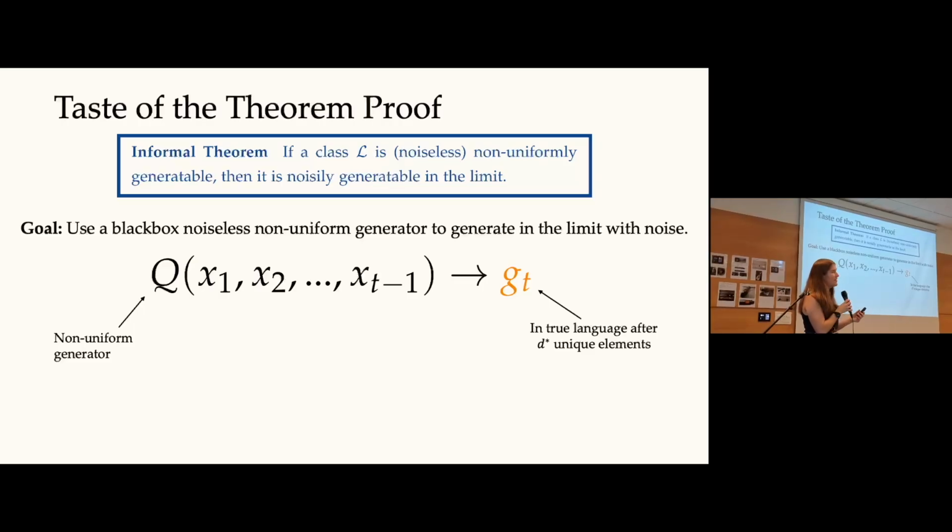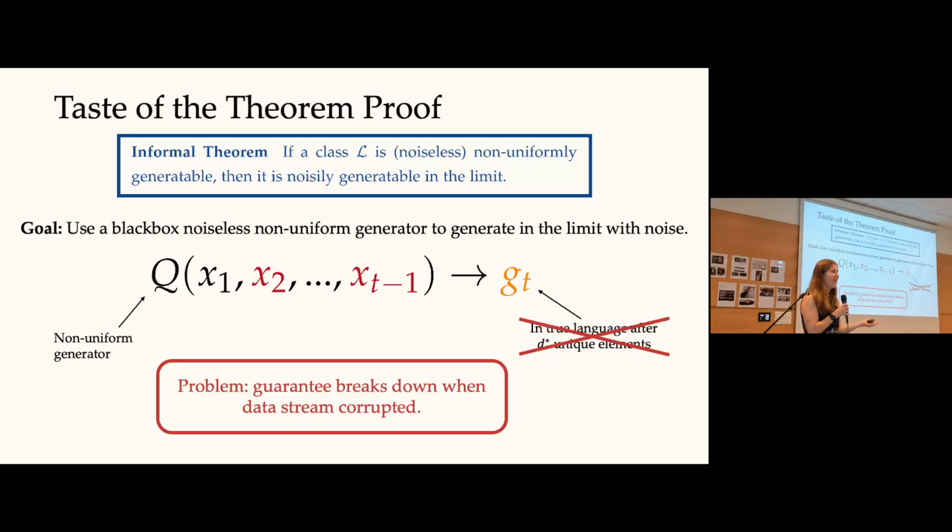And the guarantee is that there's some d star, such that after we've seen d star unique elements, this generator is correct. It's always going to generate from the true language. And so clearly this is all going to break when we add in noise. The generator may get some noisy elements. It's not clear how many are unique elements from the true language, and how the generator is or is not depending on these noisy elements. And so what do we do in this case?